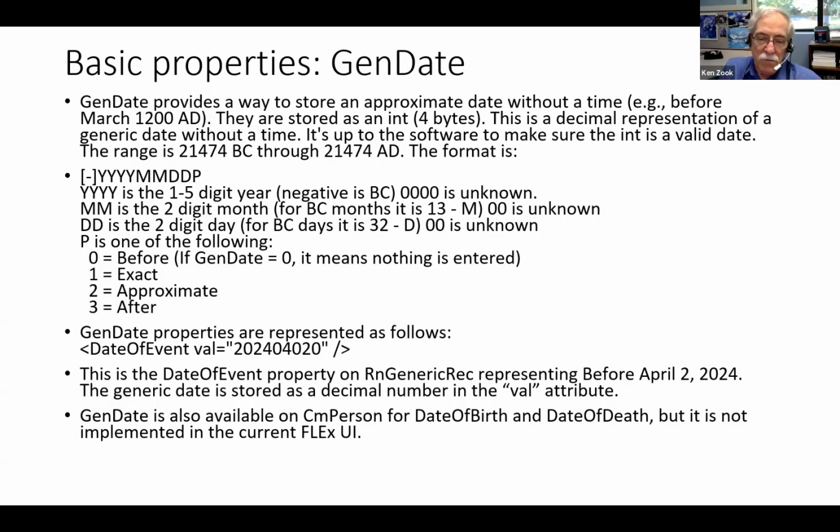GenDate properties are represented as an element with a value. Basically, it's the date as you read it, and so you can read it pretty well. And this is the DateOfEvent property on RnGenericRec, representing before April 2, 2024. The generic date is stored as a decimal number. GenDate is also available on CmPerson for date of birth and date of death, but it's not implemented in the current Flex UI.